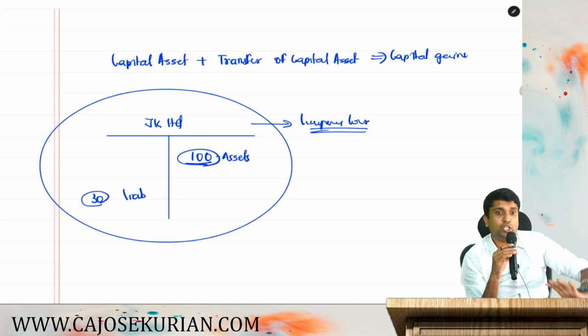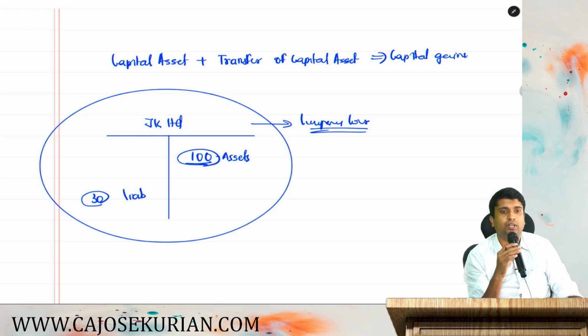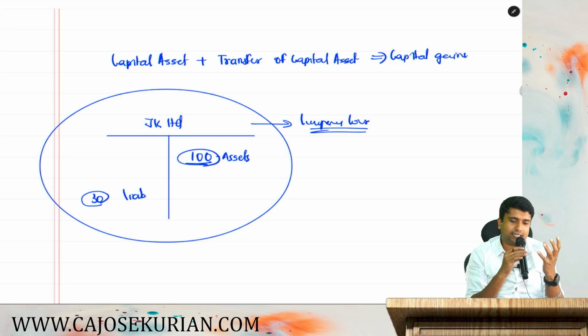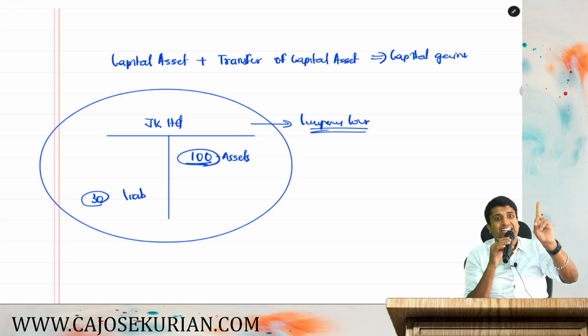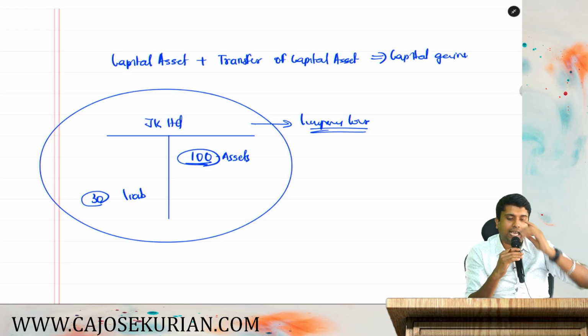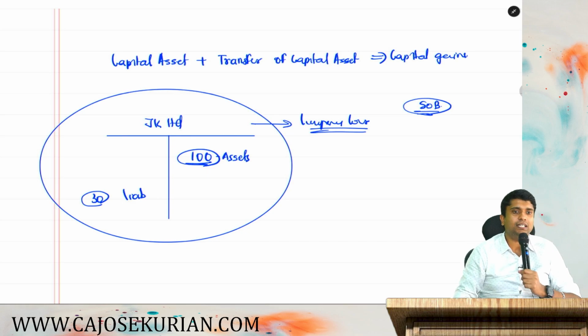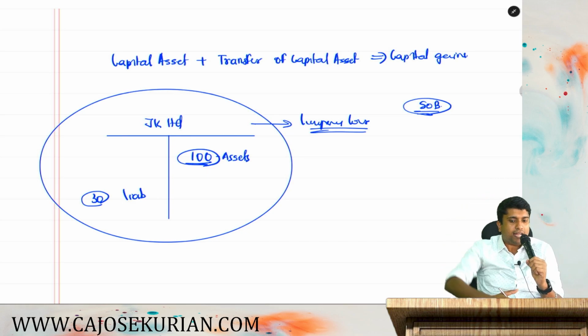What is the solution? You treat that entire business unit as one single asset. Then you transfer that entire business unit. You consider it as a single asset transfer. You compute the capital gain in accordance with section 50B. And that is what we are about to discuss right now.